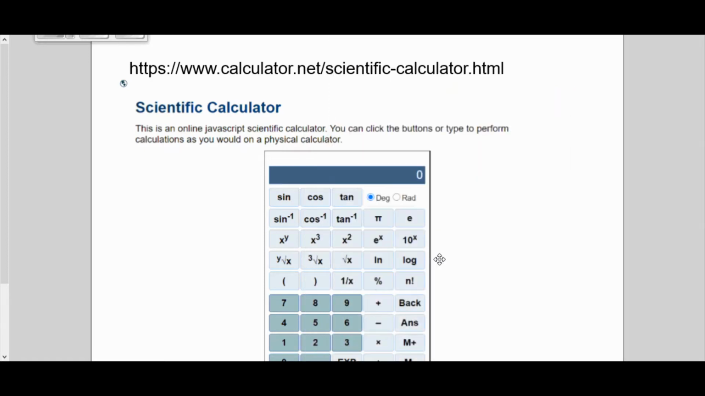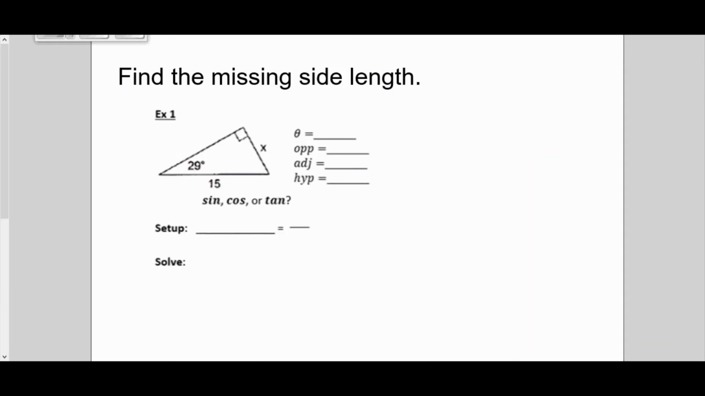So this is example 1. We're trying to find the missing side length, and we're going to use trig to do that. If you could sketch the example, pause the video if you need to. In example 1, we're given a reference angle, and now instead of calling it theta, A or B, we're giving the reference angle an angle measure. So my reference angle in example 1 is 29 degrees. That is the reference angle that I'm given.